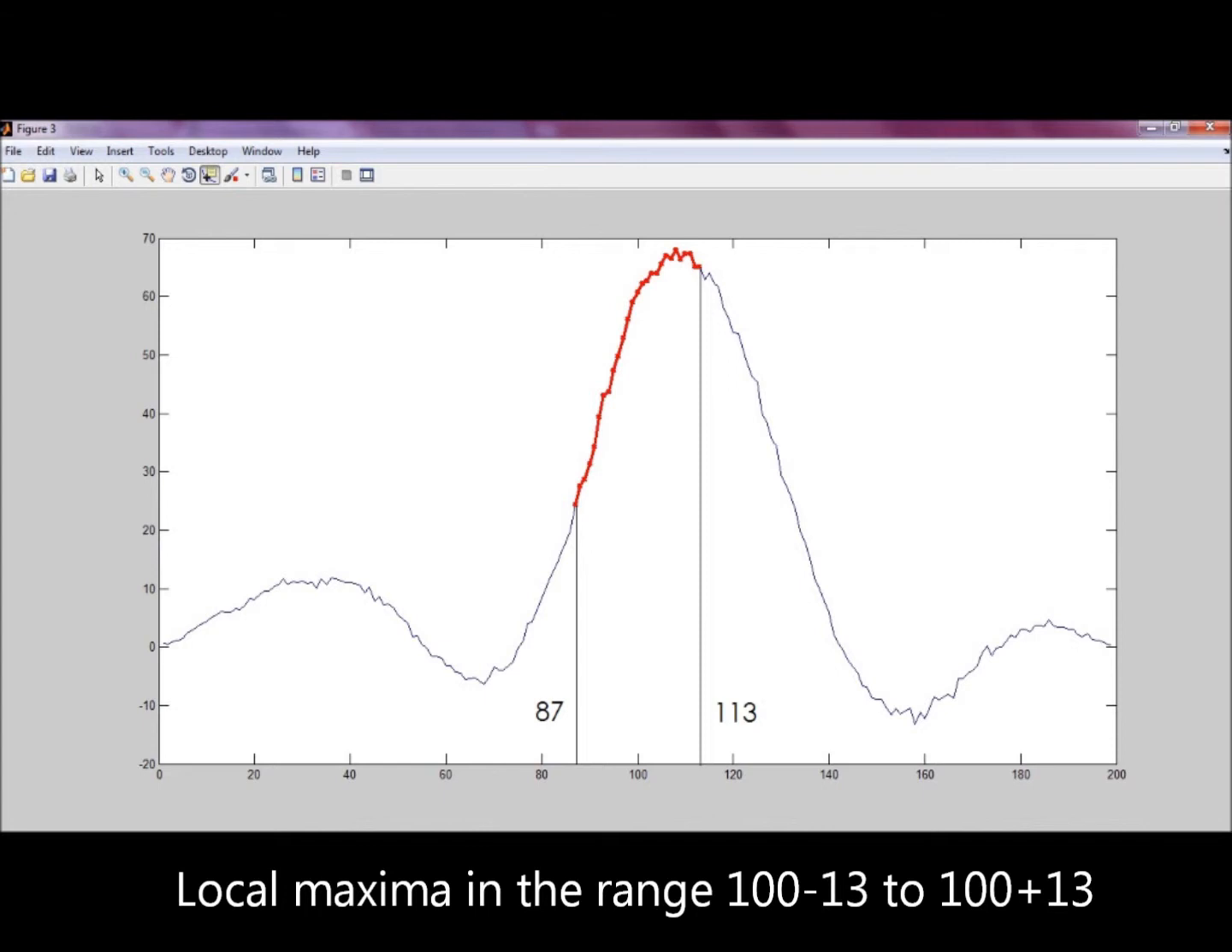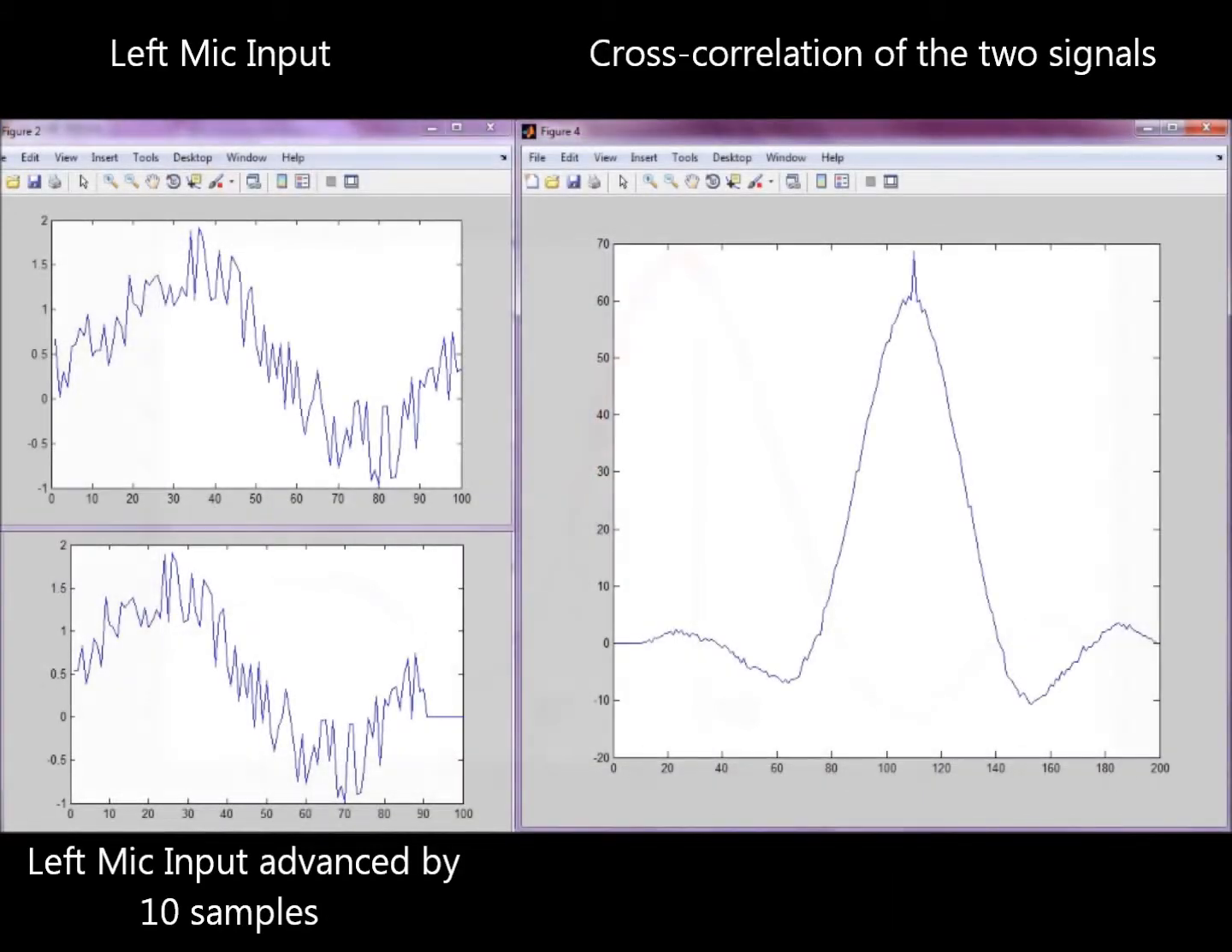The left channel signal is correlated with itself delayed by the indices of the local maxima, and in each case the error with respect to the initial correlation is found. The index of the local maxima which provides the least RMS value of error gives the delay between the two signals, using which the angle of the source of disturbance is calculated.